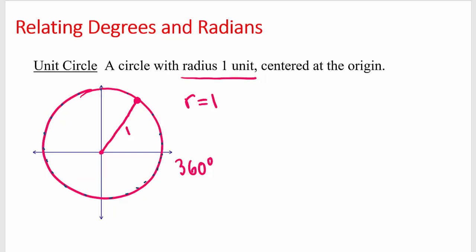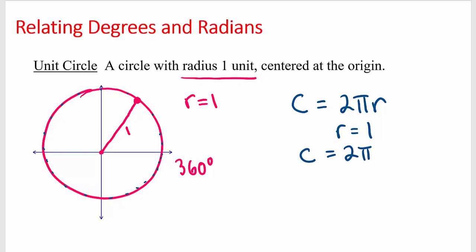if we were to unwrap that unit circle, what would the distance be? The distance would be equivalent to the circumference of the circle. The circumference of a circle is 2 pi r. In our unit circle, r is represented by 1 unit, so we are going to simplify our circumference to 2 pi. We can use this information to make a relationship between degrees and radians.